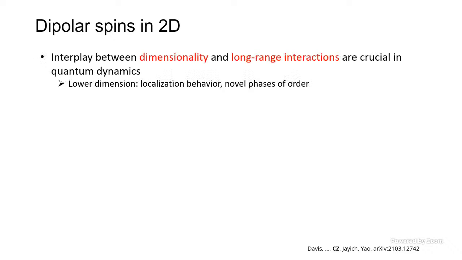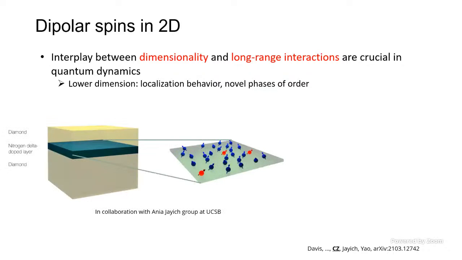Lastly, I'm going to use one slide to talk about some of the things we've been working on recently, dipolar spins in 2D. As I mentioned before, dimensionality and long-range interaction power, the interplay between them, lead to different behavior of the quantum dynamics. In most NV or solid-state experiments, we're living in a 3D geometry. Very recently, in a collaboration with Ania Jayich's group at UC Santa Barbara, we're able to create a very thin layer of diamond that has been doped with nitrogen and NV centers.